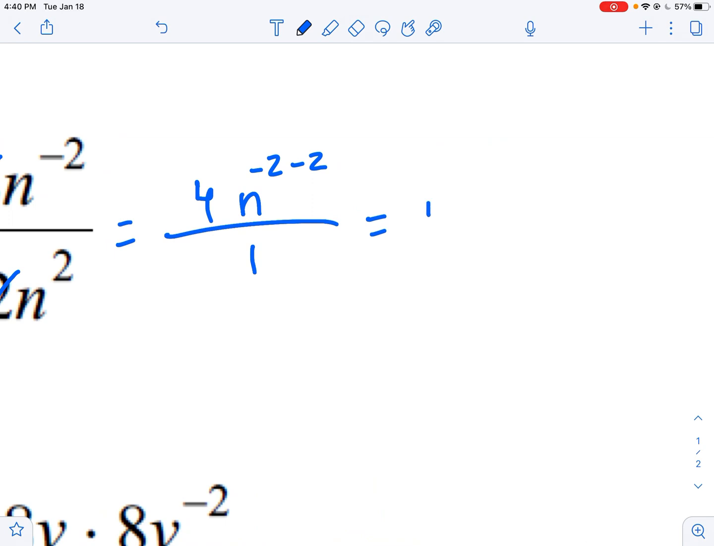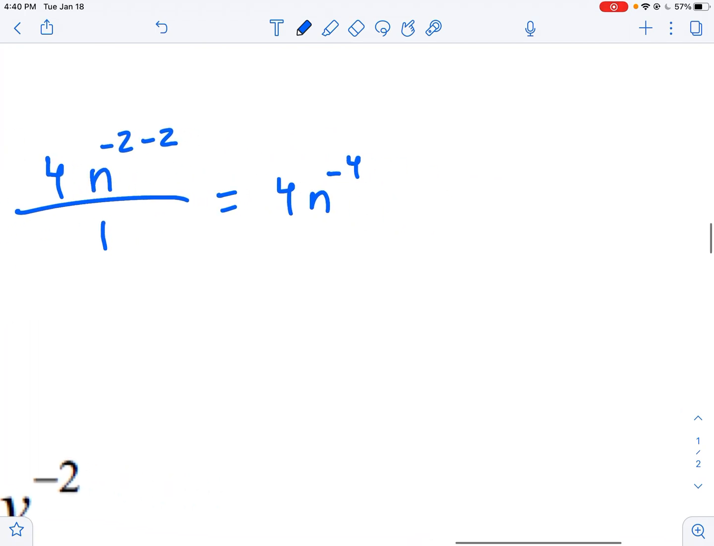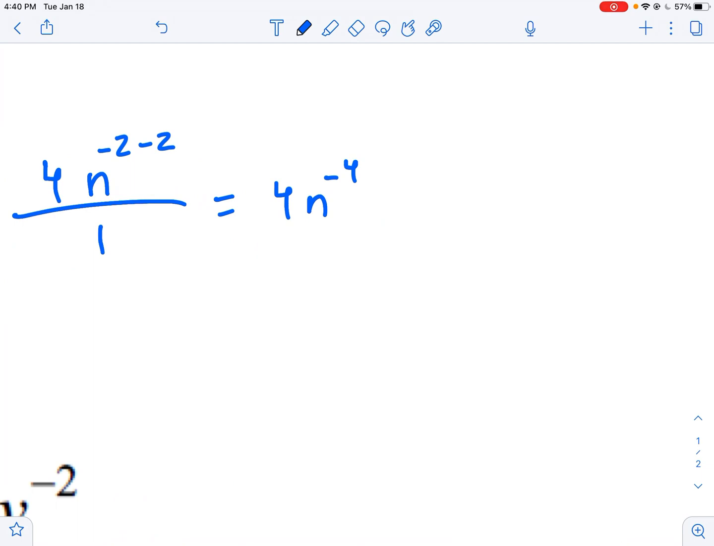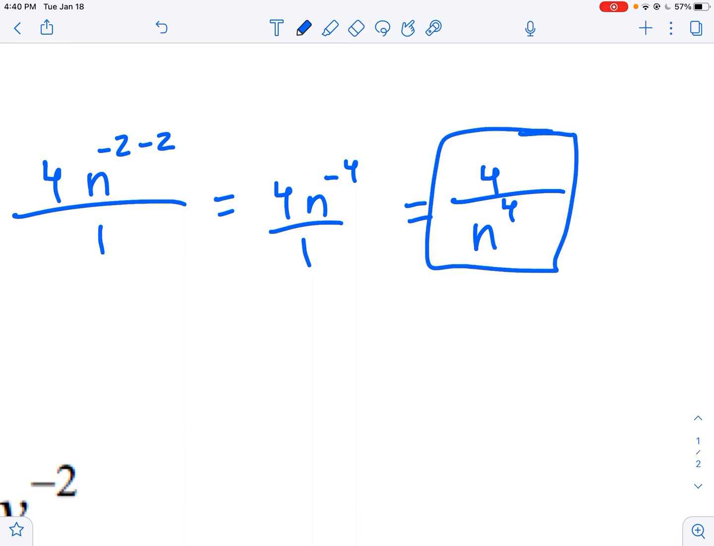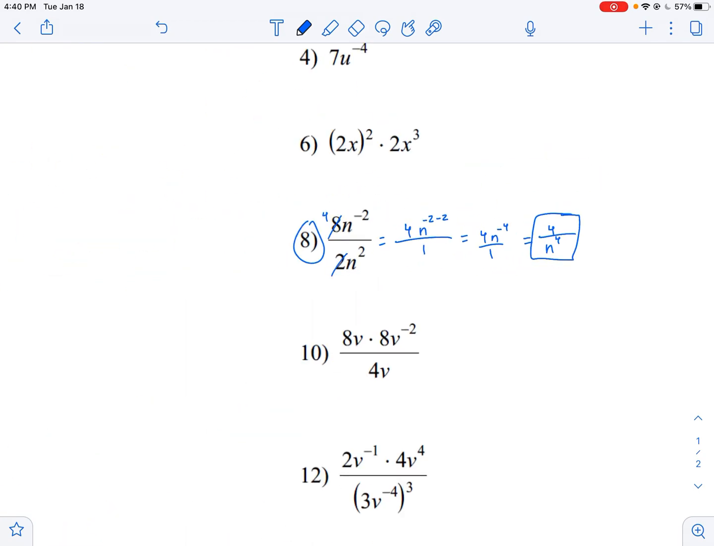And now we've got 4 times n to the, well, we need to subtract these. That's going to give me negative 4. Well, we are not supposed to end our problem with a negative exponent. And so I need to take this thing and put it down on the bottom to make it a positive exponent. So I'm going to have 4 over n to the 4th power. And now I'm done. It is all simplified. So there you go.